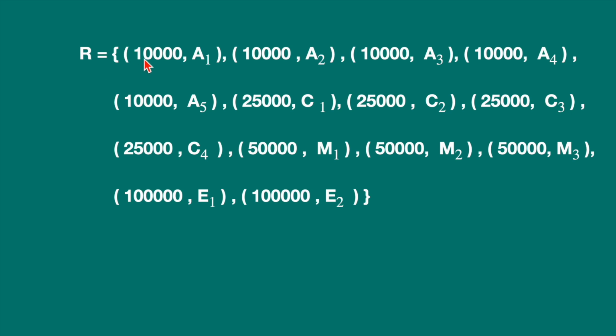R is equal to {(10,000, A1), ...}. First you have to write the salary and the person who is receiving that salary. So 10,000, A1 will get. 10,000, A2 also will get. He is also an assistant. 10,000, A3, 10,000, A4, 10,000, A5. Now there are only 5 assistants. Now comes the clerks. They will receive 25,000, comma C1, C2, C3, C4. Managers will get 50,000, M1, M2, M3. 1 lakh for executives, E1, E2. That's all. Then close the bracket. This is the set R.